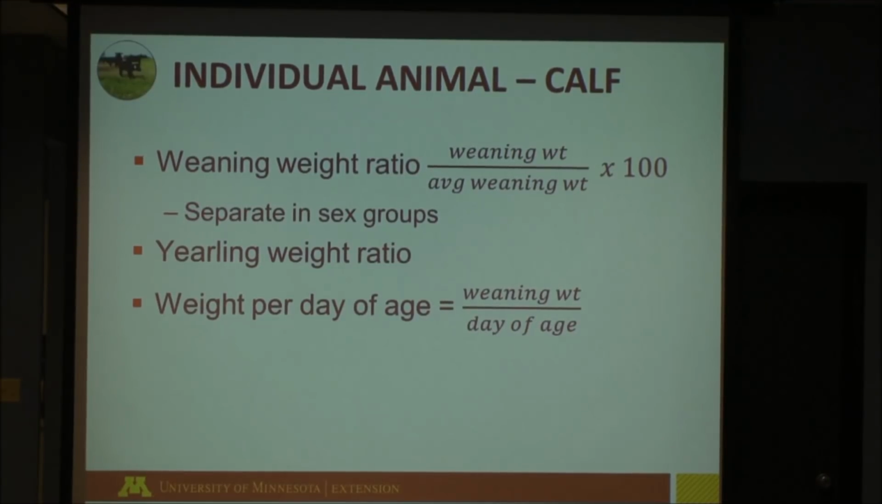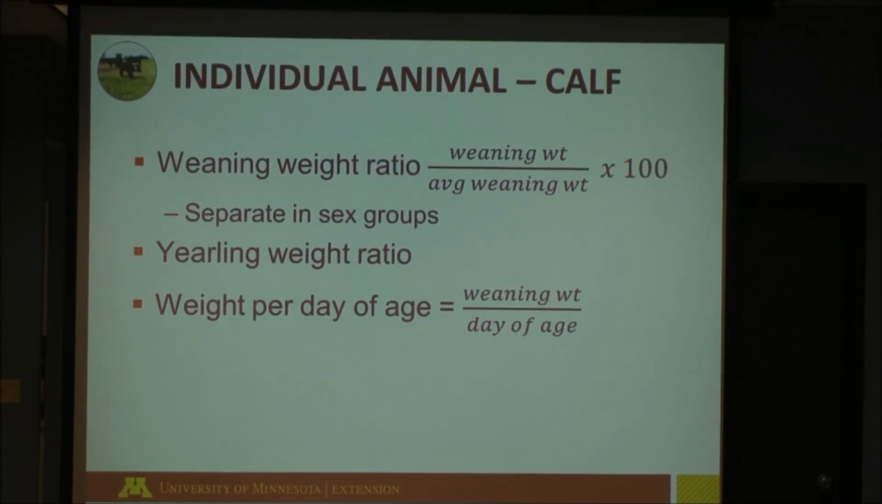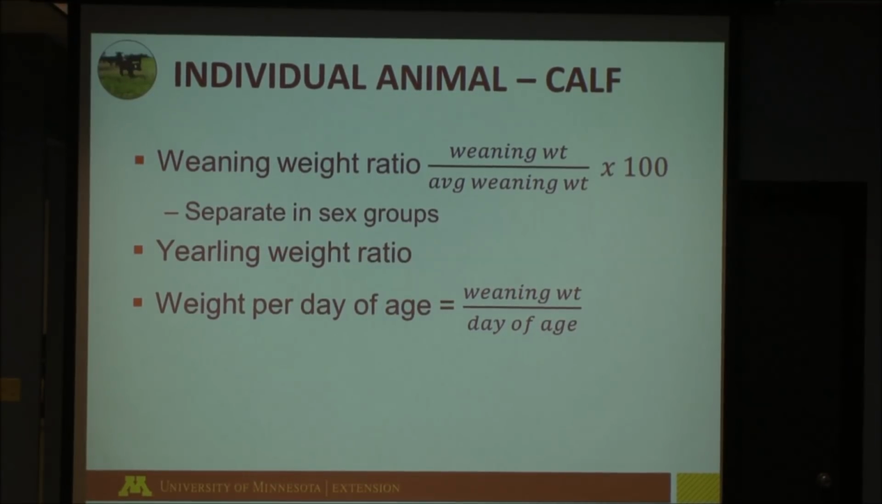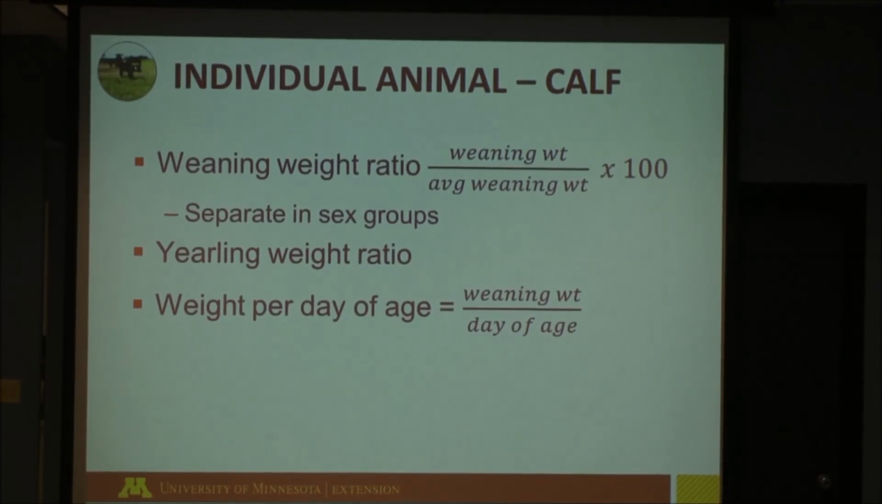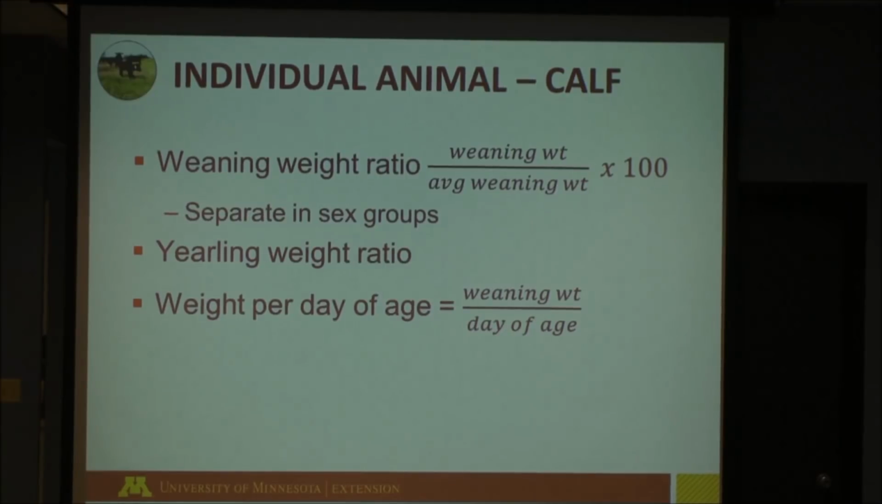And making genetic improvements, they can drive your selection. Things we might be interested in on the individual calf level: weaning weight ratio. So that's the weaning weight of an individual calf divided by the average of the calf crop that year. But we're usually going to separate those into sex groups. It doesn't make a whole lot of sense to compare our heifers directly to our steers or our bulls. We can do the same thing with yearling weight ratio, and this just helps us identify outliers a little bit easier.